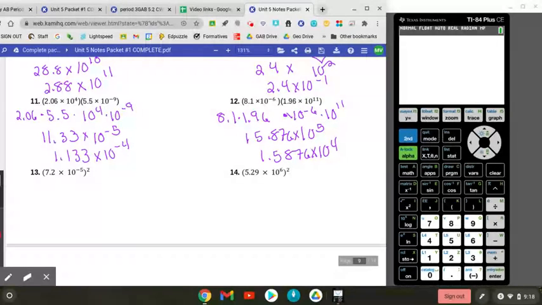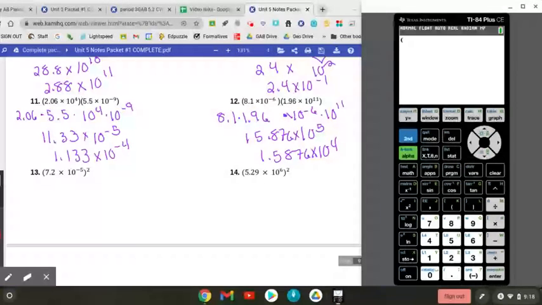Now I have the calculator open because I want to show you your calculator will actually do this for you. You do still need to know how to do it, because sometimes the questions are going to be explain it. And while your calculator will give you the correct answer, it will not explain.